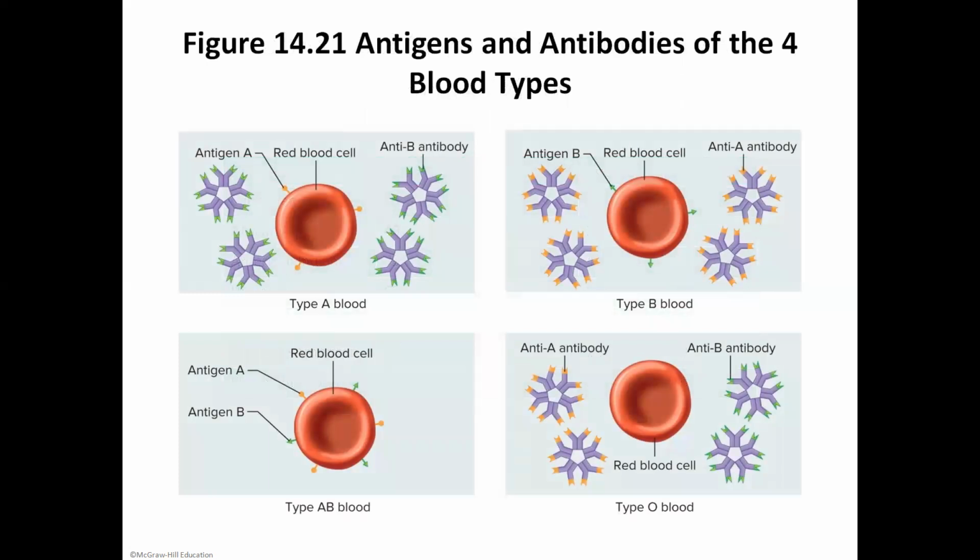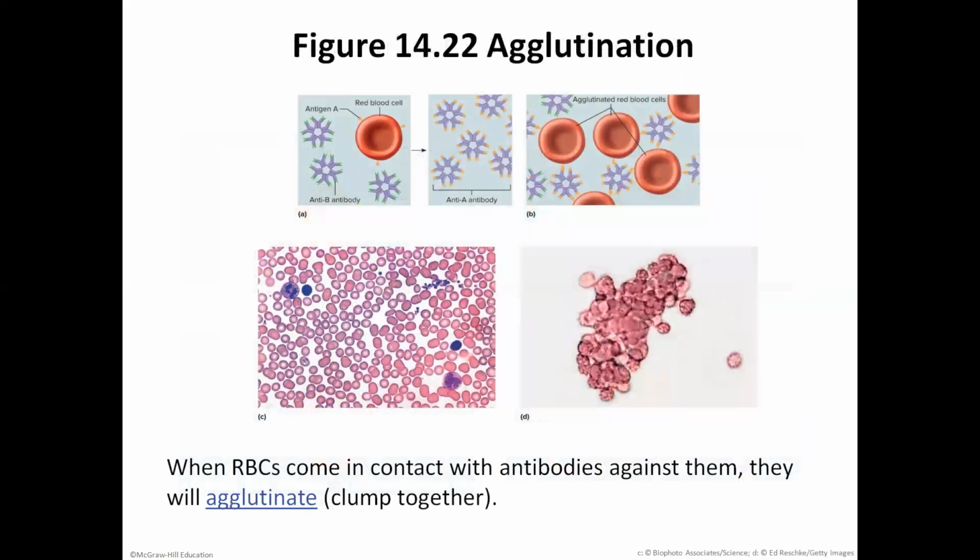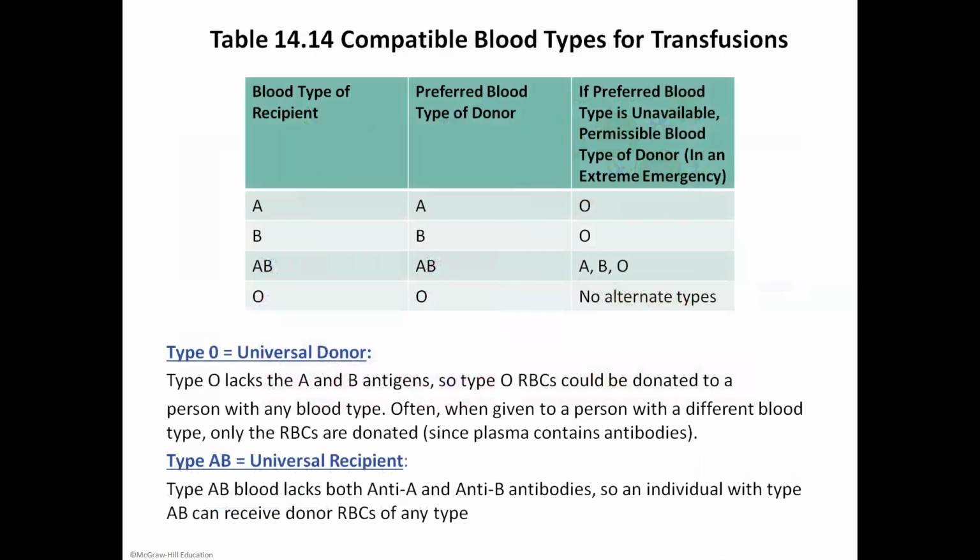And this is just kind of showing you a better picture of whatever's on the red blood cell, which is going to be the antigen that they have. Therefore, that's their type. And the antibody is what they do not have, what they're going to protect against. And when they put the two of them together, they clump, they agglutinate, and that's what you can see in figure D.